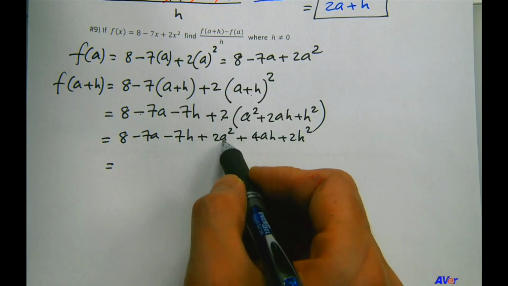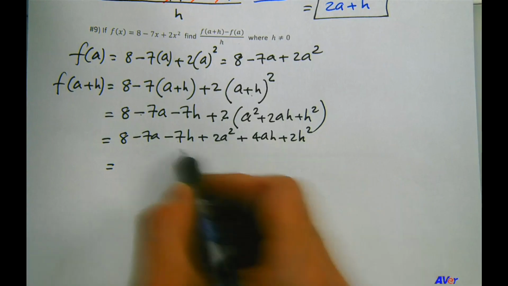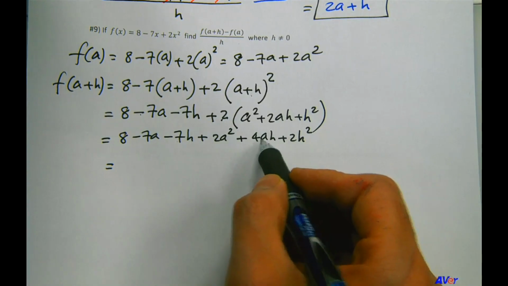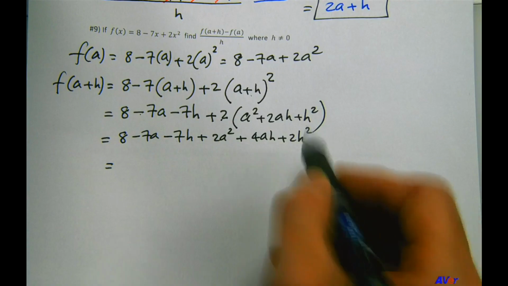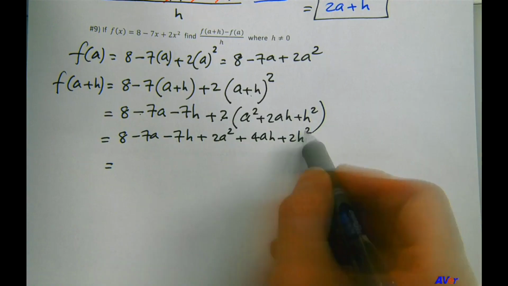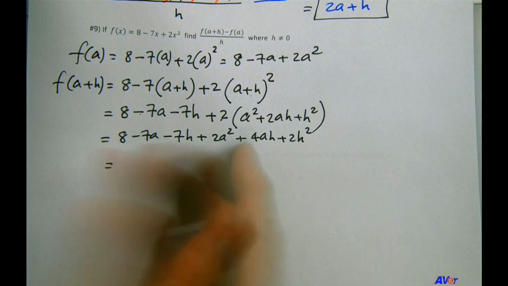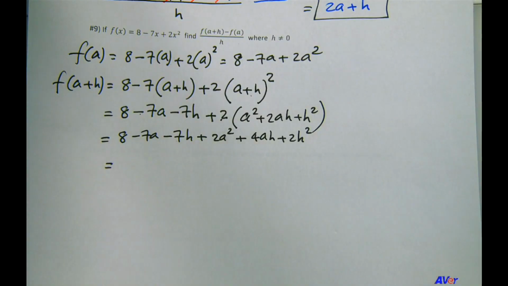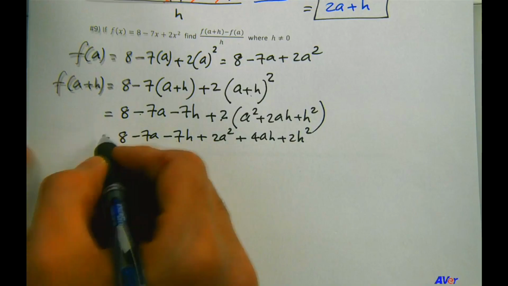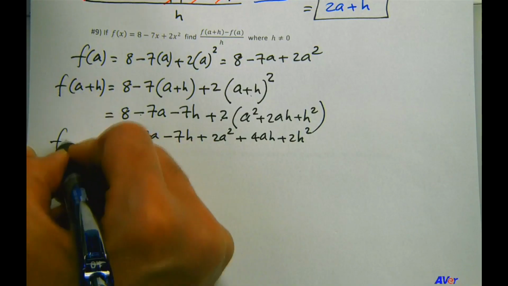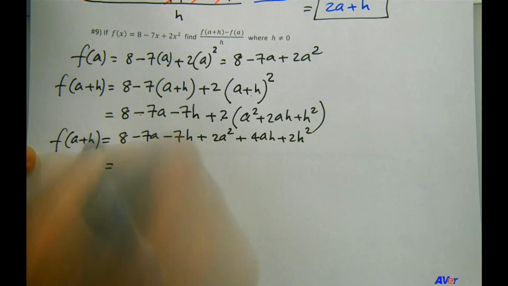Do we have any other term with a squared in it? No. Do we have any other term with a in it? No. Do we have any other term with h squared in it? Absolutely not. So there's nothing we can combine here. We have to keep it as it is. Okay. So all of that is f of a plus h.